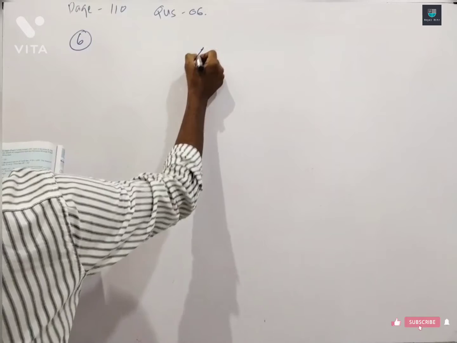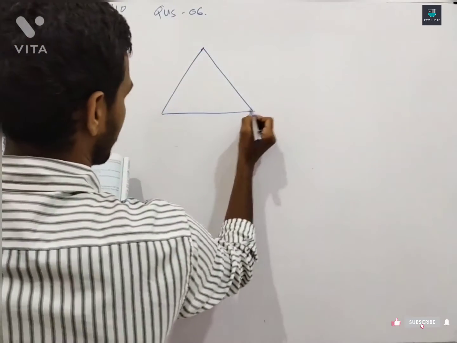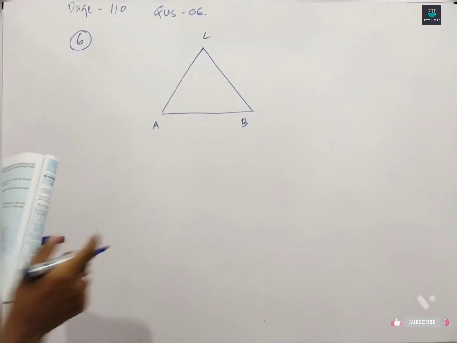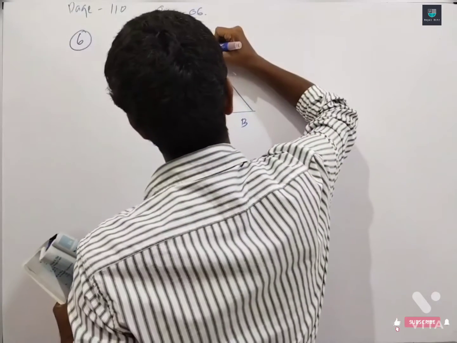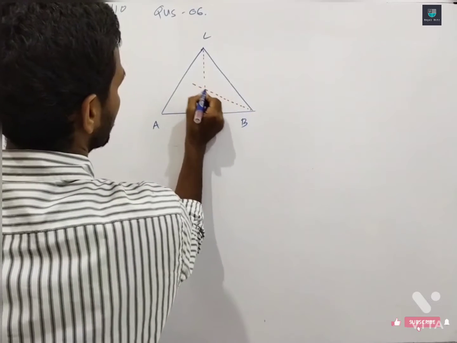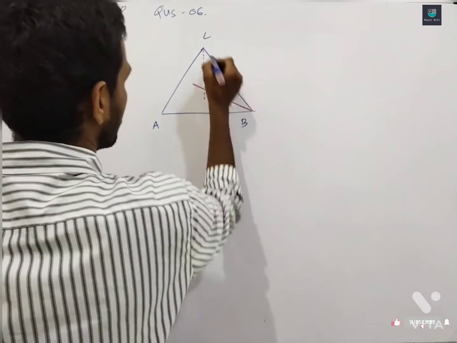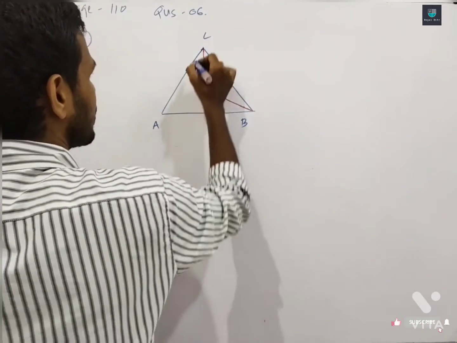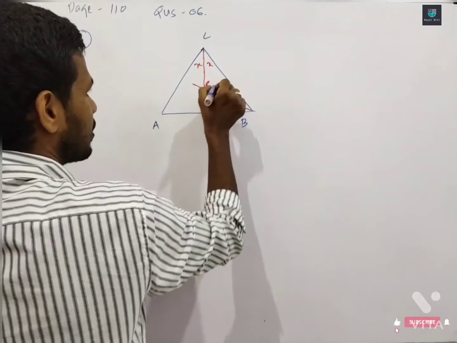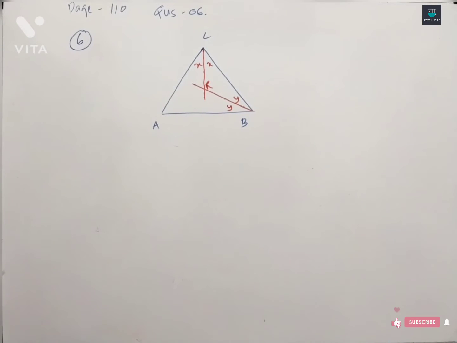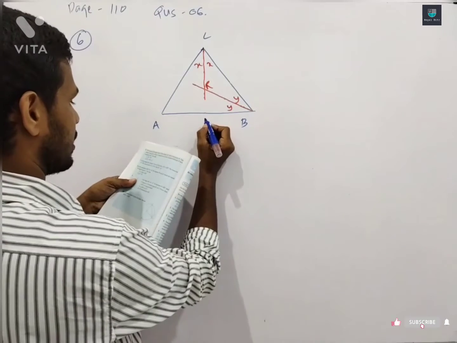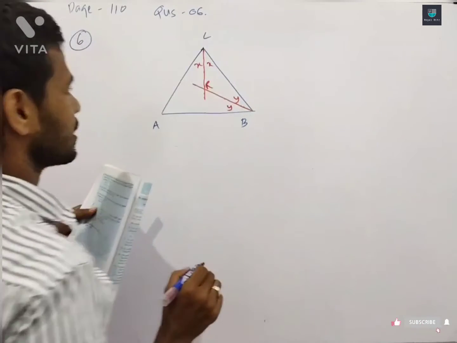So first, ABC is a triangle. The bisector of B and C. So this is the bisector of B and C, and the bisectors meet at point R. The point P lies on AB, that is P, and Q lies on AC.